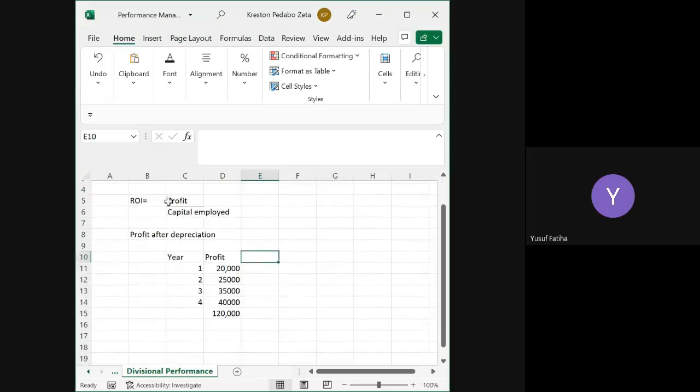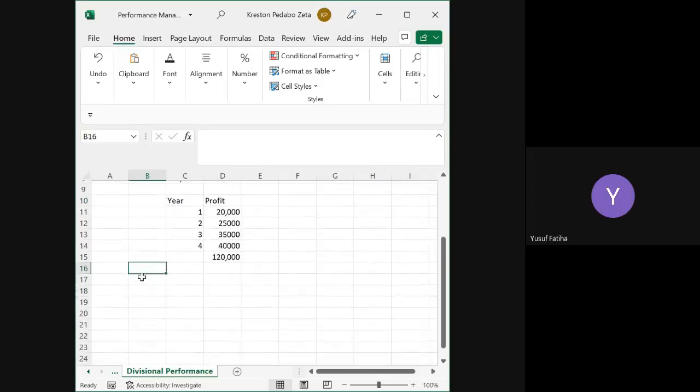Since what we're trying to get is our ROI, we have our formula, profit over capital employed. So we have to deal with it one by one. First, we want to get our profits, right? And how do we get our profit? Our profit is profit after depreciation. So let's calculate our depreciation. We're told again that the asset will be depreciated on a straight line basis. So this is the easiest way to calculate depreciation, right?